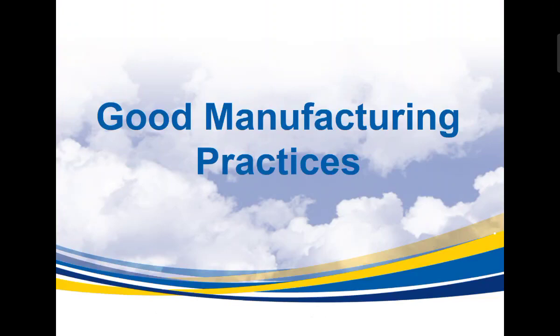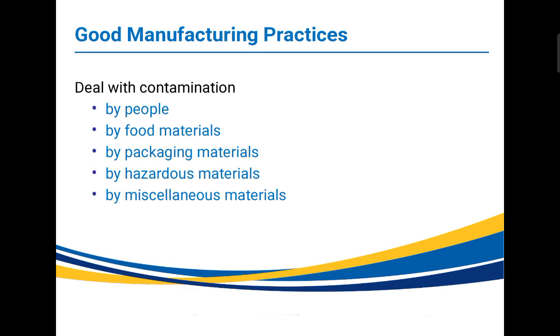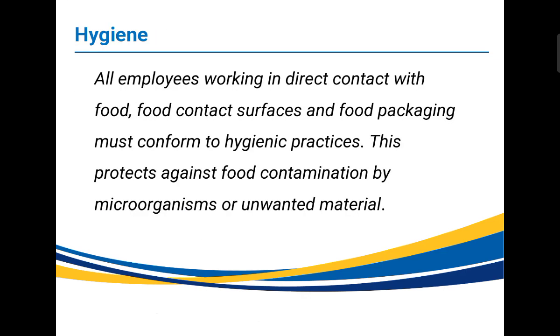Today we'll be discussing good manufacturing practices being followed in all food manufacturing enterprises. Good manufacturing practices deal with contamination by people, food materials, packaging materials, or any other hazardous material. So, all employees working in direct contact with food or non-food contact surfaces, food packaging, must conform to hygienic practices because this protects against food contamination by microorganisms or other unwanted materials.